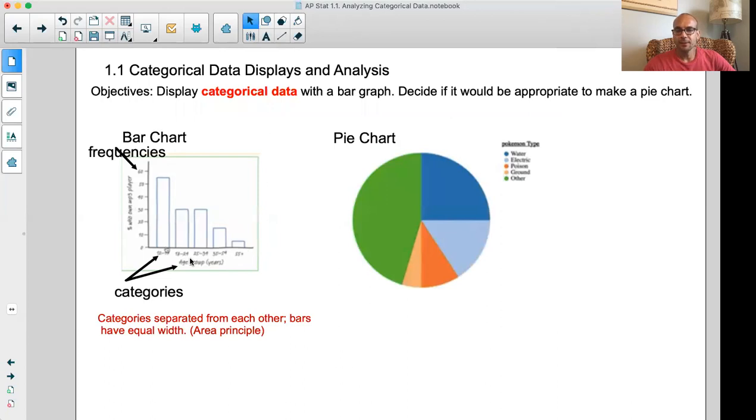This is a pie chart. This could be used to represent categorical data. And right now this was for a Pokemon type, and again, a little outdated. But what we have here is water, electric, poison, ground. These are four categories, very specific descriptions, and then they have an other category.